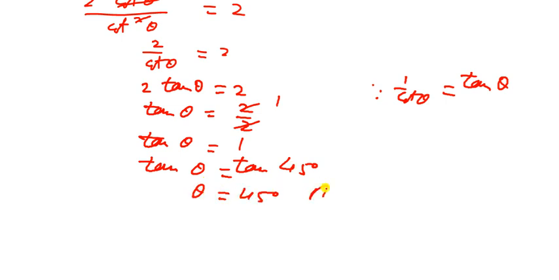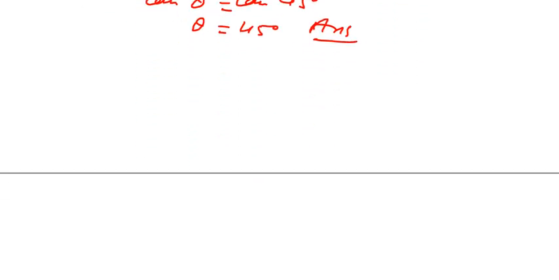Now tan theta is equal to 2 upon 2, so it becomes 1. So tan theta is equal to 1. As you know, tan theta value of 1 is tan 45 degrees. So you can write tan 45 degrees. So theta becomes 45 degrees. That is your answer.